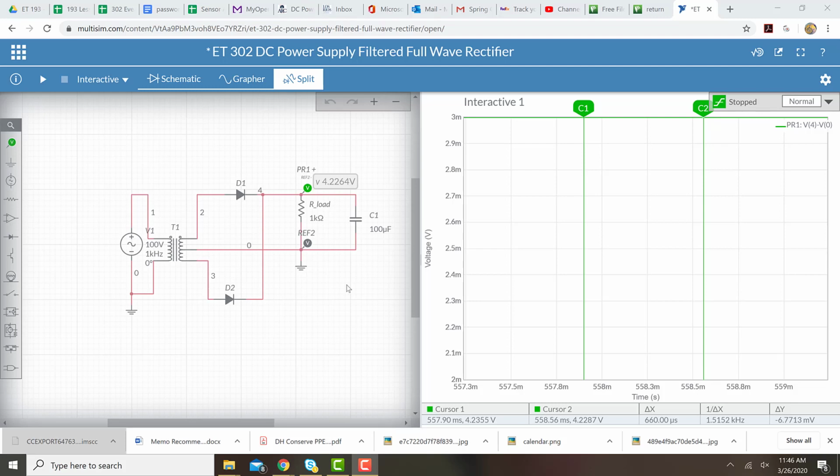Sometimes it's helpful to make precise measurements of a graph, and in order to do that we can use cursors. So let me show you a quick demonstration of that. Over here on the left we have a full wave power supply circuit, and on the right hand side we have a graph, and we have two cursors that have been placed there.